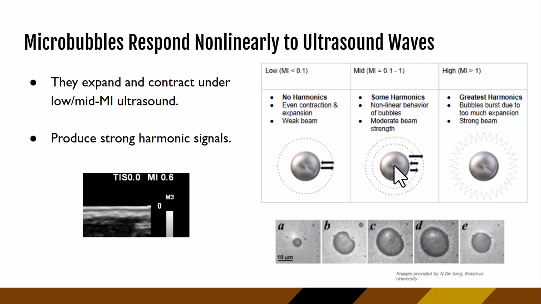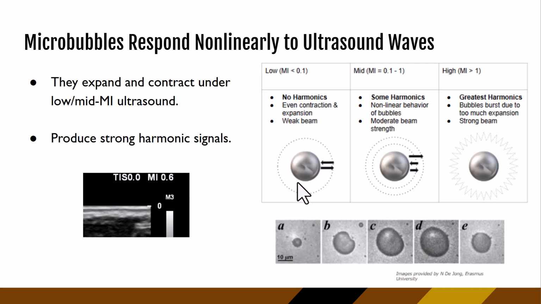We're going to get some harmonics out of it. As that compression comes through, it'll shrink a little bit. As the rarefaction comes through, it'll expand and then shrink and expand, doing that oscillation piece of it, but irregularly, which is what causes the harmonics, which is then picked up by the machine.